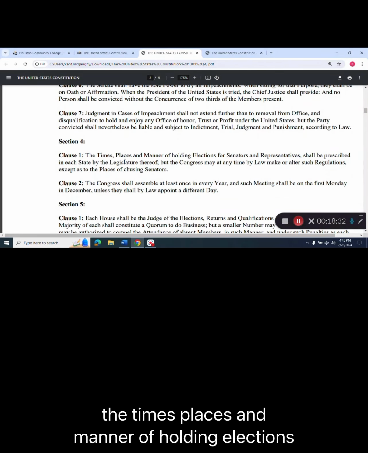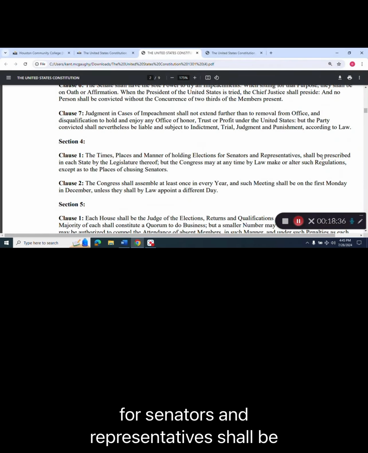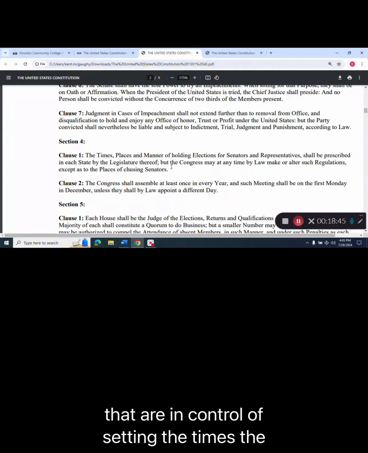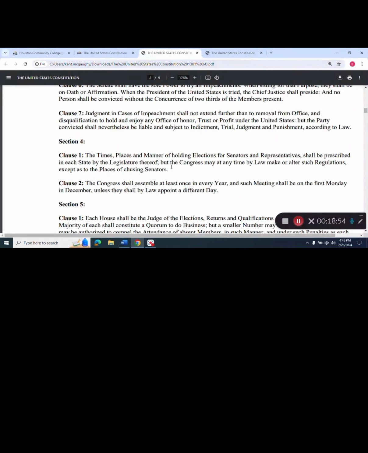Now, this is another thing to keep in mind. The times, places, and manner of holding elections for senators and representatives shall be prescribed in each state by the legislature thereof. So it's the states that are in control of setting the times, the places, and the manner of holding elections. Okay?